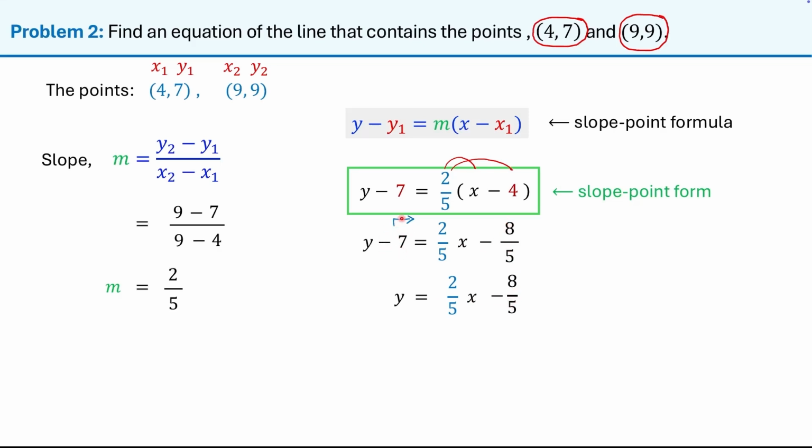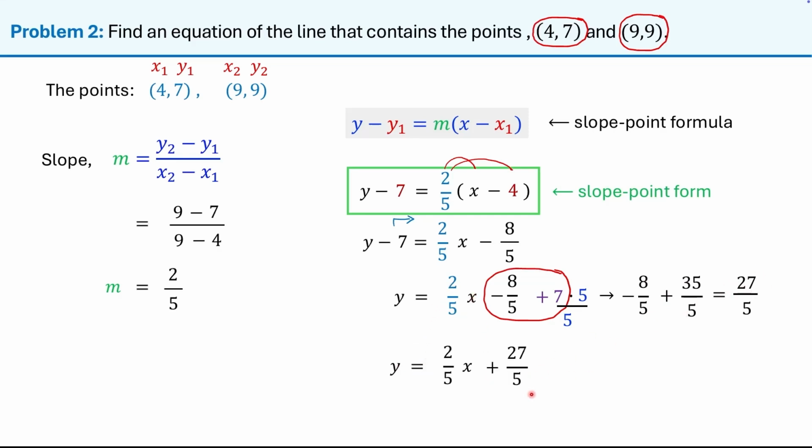You are moving -7, so you need to add +7 on the other side. Next, you need to combine these 2 terms. 7 has no denominator, so you need to multiply and divide 7 by this denominator. You get -8/5 plus 7 times 5, which is 35, divided by 5. Put the common denominator: negative 8 plus 35 is 27. Now y is equal to 2 over 5 times x, plus 27 over 5. This is the slope-intercept form of the equation.